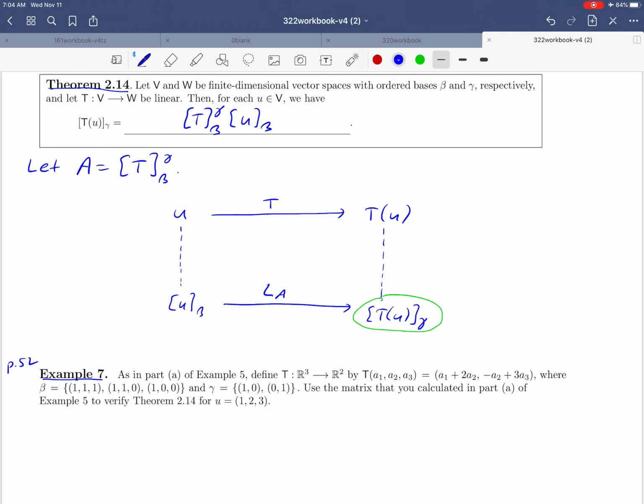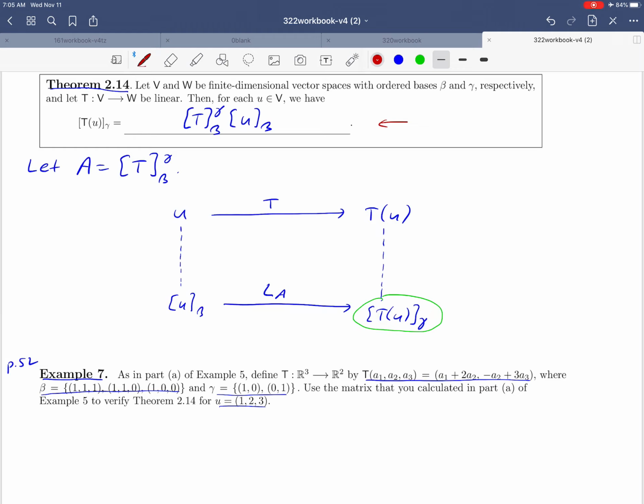So as in part A of example 5, we're going to define a linear transformation like this, where beta and gamma are given to us to be these two bases. So we're referring back to example 5, a few pages ago. Use the matrix that we calculated in part A of example 5 to verify theorem 2.14 for this particular vector.